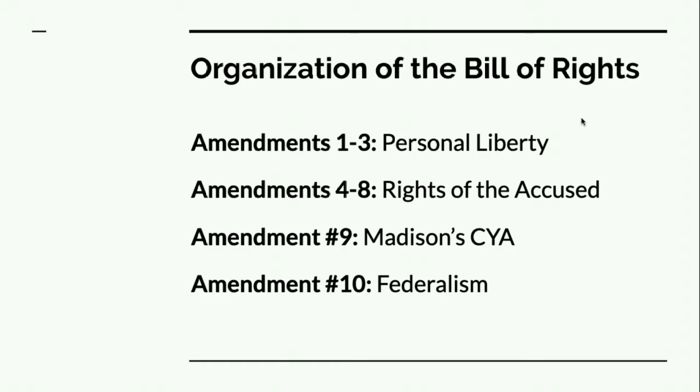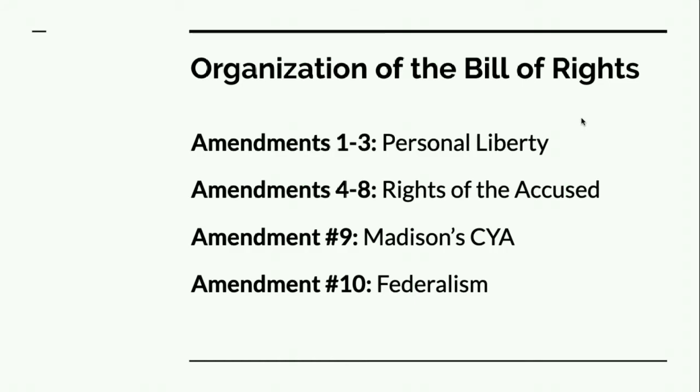The Second Amendment protects your right to protect yourself. That's why you have the right to bear arms, meaning the right to have weapons, to have firearms. The Third Amendment, which we don't talk about much, but it's still about personal liberty, protects your houses from the government. It basically says the government cannot have troops or soldiers stay in your home without your consent. So that's the first three.